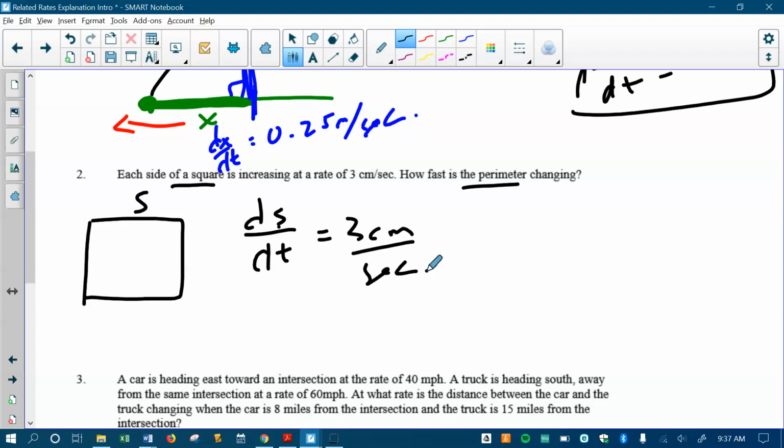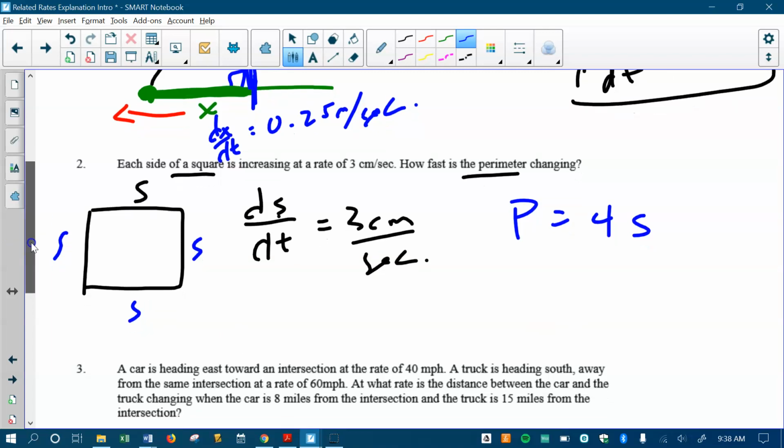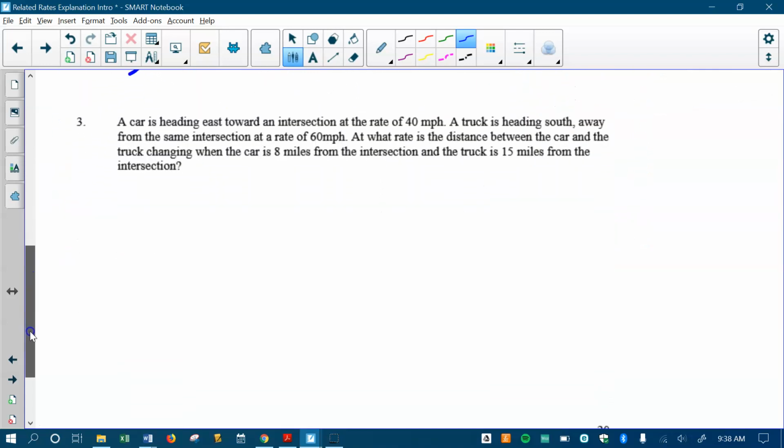Now, how fast is the perimeter changing? Well, the perimeter of a square is going to be 4S. And I have enough information now to be able to take the derivative with respect to time, because I have two variables being related. I have perimeter and the length of the side of a square being related to one another. So when I take the derivative with respect to time, the rates should be related, and the solving of that problem will be in the next video.